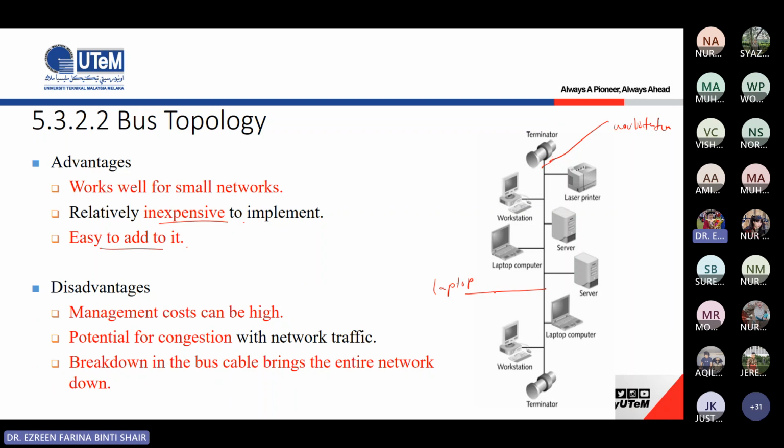The disadvantages are that management costs can be high and it has a potential for congestion. Because it is connected in series, a breakdown in the bus cable brings down the entire network. Breakdown in the bus cable means this line over here, this is the bus. If there's a breakdown in the bus cable here, it will bring down all of these devices, so the entire network will not be functioning. This is the disadvantage of the bus topology.